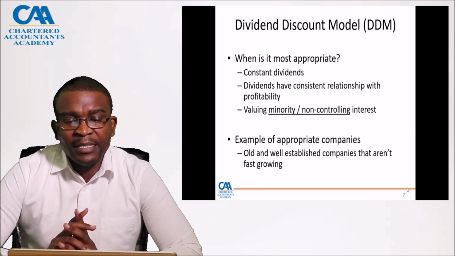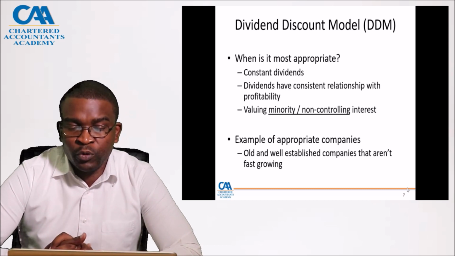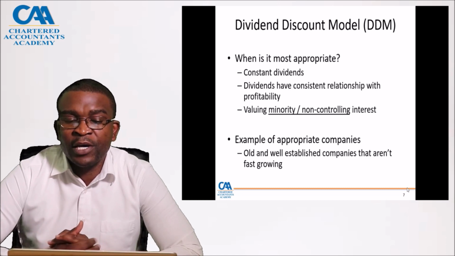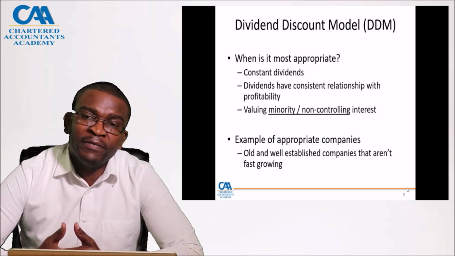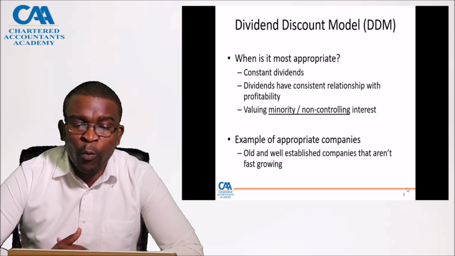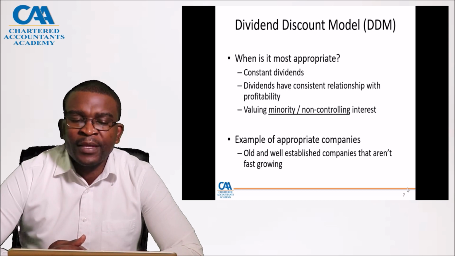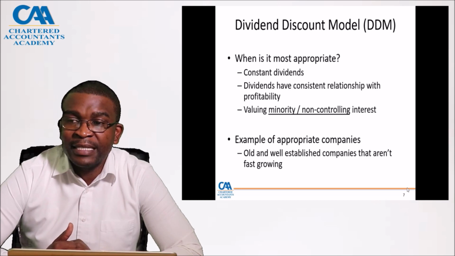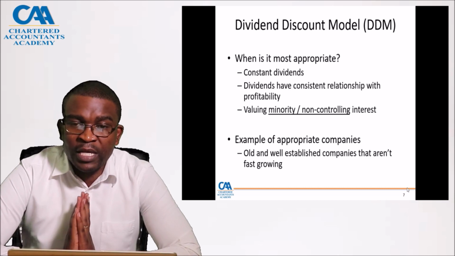When is this model appropriate? Number one, when there is a constant dividend. Companies that don't pay dividend, obviously this method will not be applicable. And there has to be a consistent relationship with profitability. Because at the end of the day, sustainable dividend will always come from profit. So entities that are paying a higher dividend than what is sustainable, at some point we're going to struggle to continue paying that dividend. It's also a very good method when you're valuing minority or non-controlling interest, because in this case, sometimes it's very difficult to access the cash flows to use other methods.